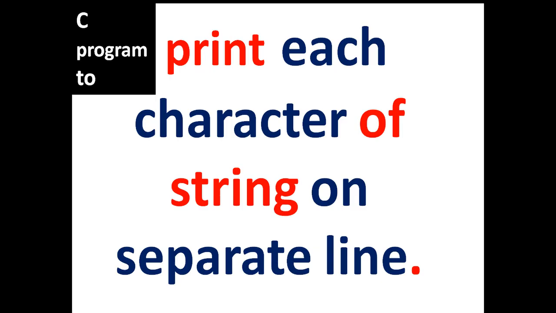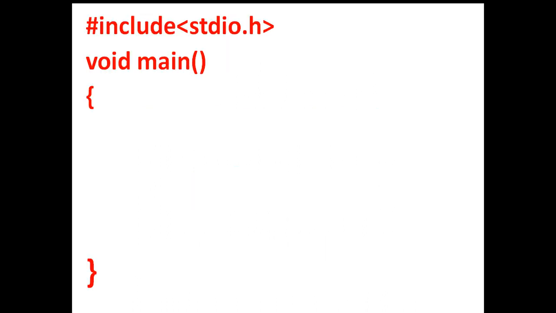Hello students, let's start to learn a program on how to print each character of a string on a separate line. What we have to do? First we have to get a string entered, then we have to print each character of the string on a separate line. So for this we have to write the basic structure of a C program. So now we have written the basic structure of a C program.